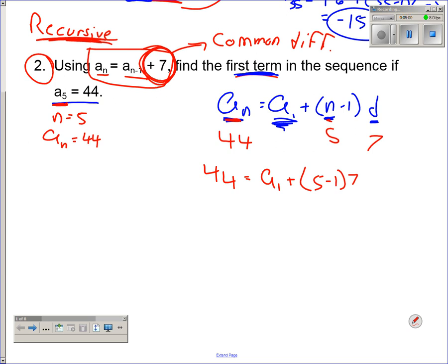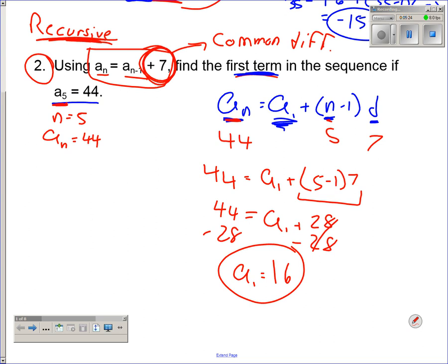All right, and then solving from there, let's simplify down this piece first. We get 4 times 7, 28. So we got a sub 1 plus 28 equals 44. And for my final answer, what'd y'all get? I got 16.